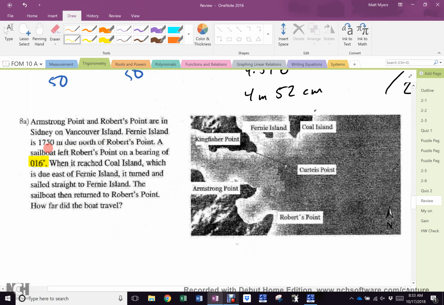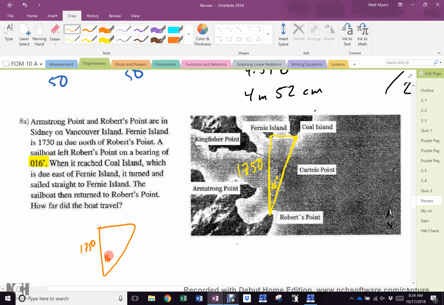Fernie Island is 1,750 meters north of Roberts Point. So there is 1750, right? The sailboat leaves on a bearing of 016. Mr. Myers, I don't know how to read those. I can't remember, and I didn't bother to flip back in my notes. Fortunately, the rest of the question tells you that he sailed to Coal Island. There's Coal Island, yes? So if he sailed from Roberts Point to Coal Island on a bearing of 16, where's the only place that 16 could be? Right there. Then he sailed back over there, giving you this triangle.